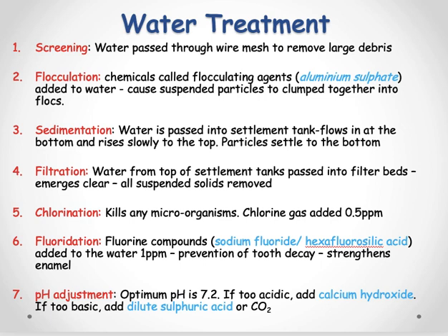Then we move on to fluoridation. In Ireland, our water is fluoridated by the addition of either sodium fluoride or hexafluorosilicic acid. So either of those fluorine compounds added to the water in a concentration of 1 part per million will prevent tooth decay. They do that by strengthening the enamel of the teeth. Once again, you've got to be careful though not to put in too much. If you do, you get a characteristic kind of a staining on the teeth. There's a picture of it, I think, in your book, and that's called fluorosis.